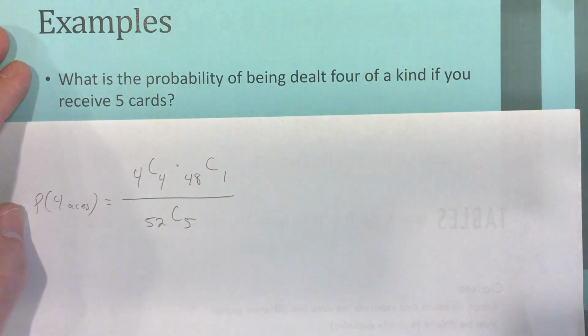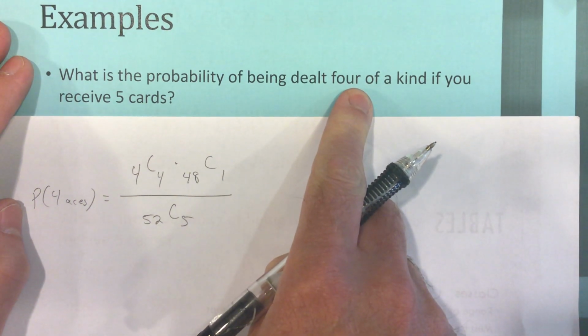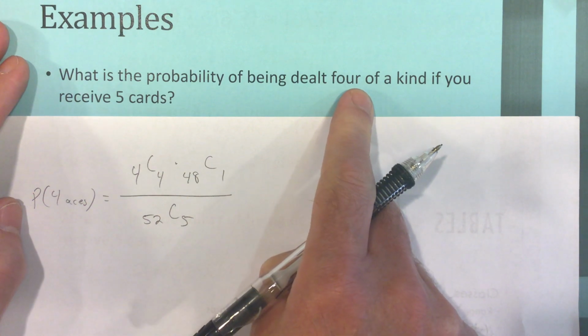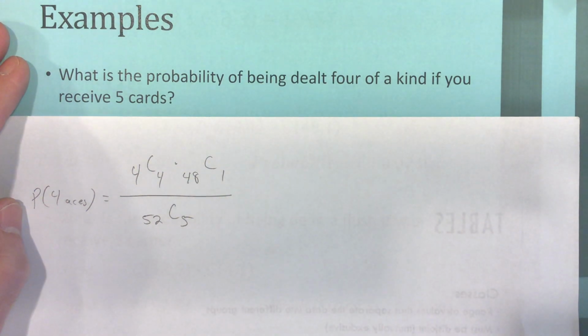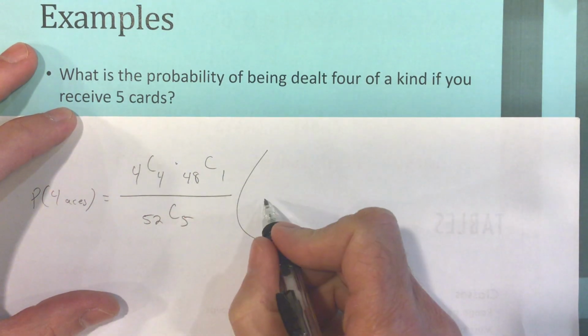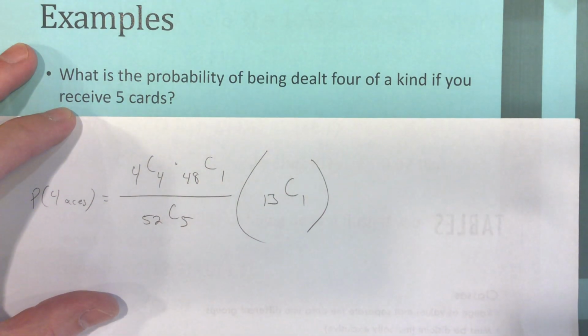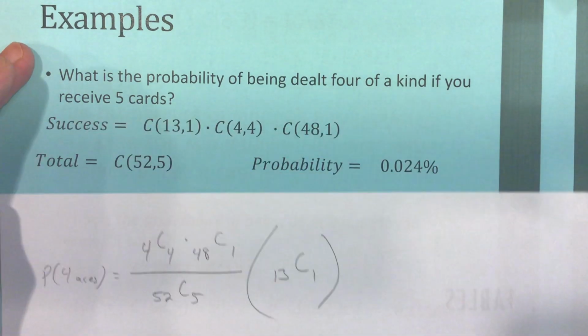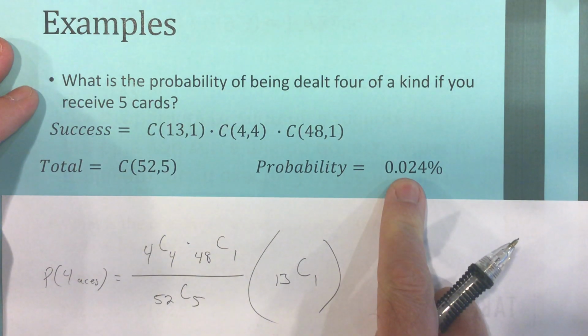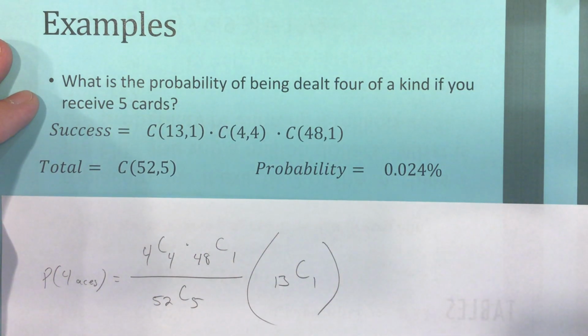That'd be a great hand. Okay. Now, it didn't specify just aces, right? 4 of a kind for anything. Well, there's 13 different 4 of a kinds, right? Aces, kings, queens, jacks, 10s, 9s, and so on and so forth. So I would just multiply this by 13. Or you could say 13 4 of a kinds, I want to choose 1 of them. And there you go. That's how you can find the probability of being dealt 4 of a kind if you receive only 5 cards. It's pretty darn small. And that's why it's a very powerful hand, right? The lower the probability, the stronger the hand in poker.